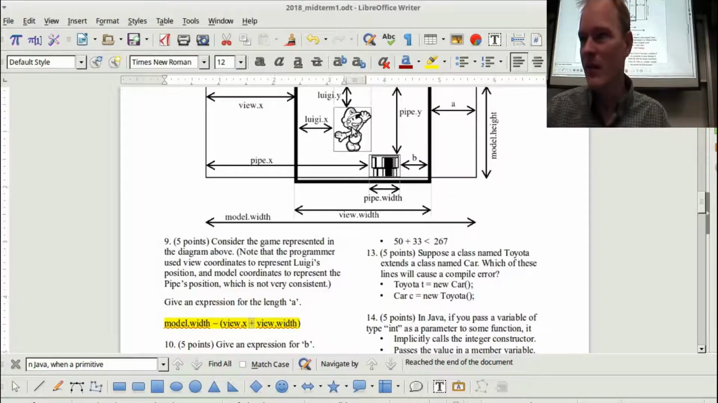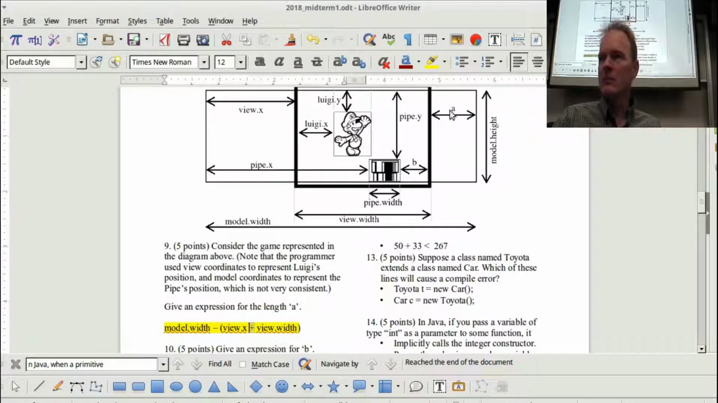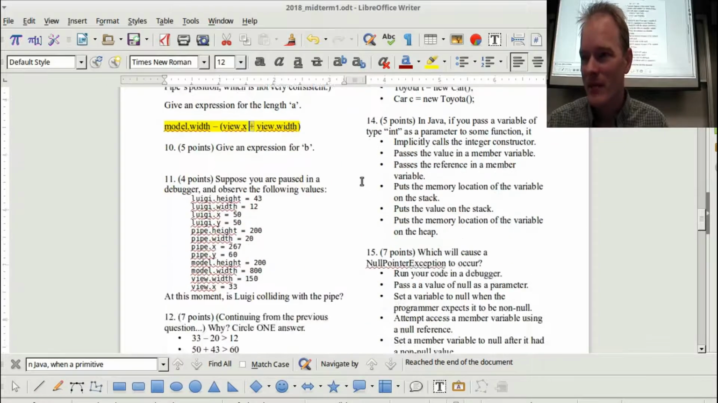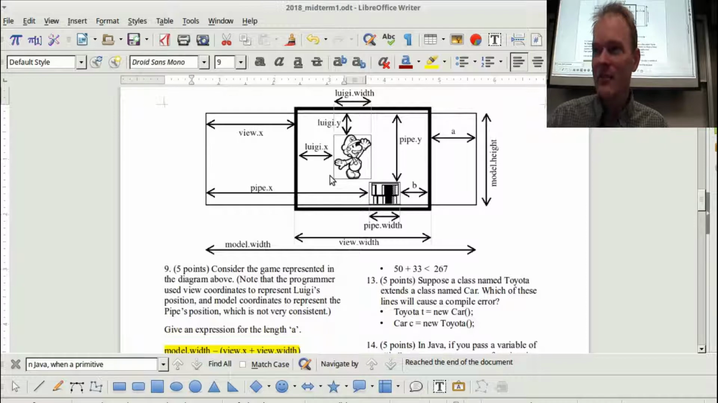If you somehow thought that Luigi or the pipe had something to do with it, well, you're wrong, because there's no way to utilize Luigi or the pipe in computing the length of A. It kind of looks like it, because it looks like they line up against each other, doesn't it? Well, they don't. If you look at these numbers in this next one, you'll see that this thing is not drawn to scale, and if you actually do draw it to scale, it's kind of funny.